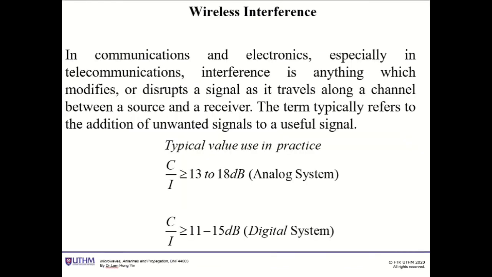In communication and electronics, especially in telecommunication, interference is anything which modifies or disrupts a signal as it travels along a channel between a source and receiver. The term typically refers to the addition of unwanted signal to a useful signal. A typical value used in practice is that carrier over interference should be larger than 13 to 18 dB for analog and larger than 11 to 15 dB for digital systems.